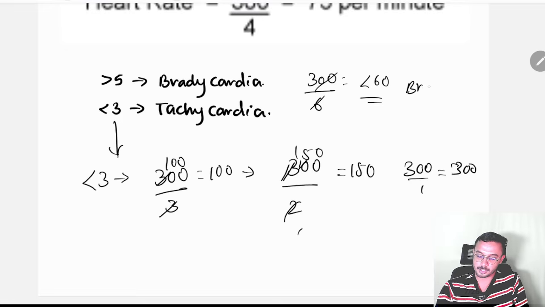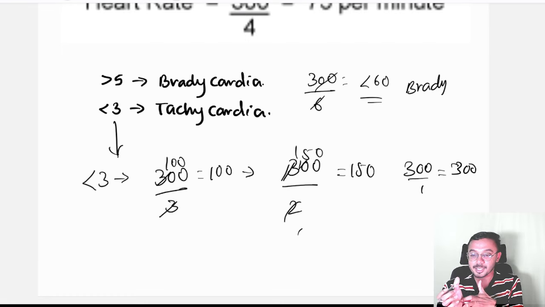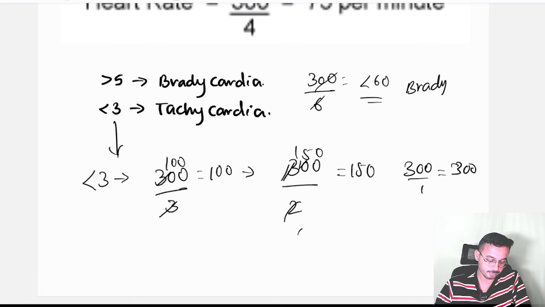So these are all about bradyarrhythmias. So how to calculate the heart rate? If your large squares are coming more than 5, that is your bradyarrhythmia, and if your large squares are coming less than 3, that is your tachyarrhythmia. This is how you can calculate the heart rate in a given ECG.